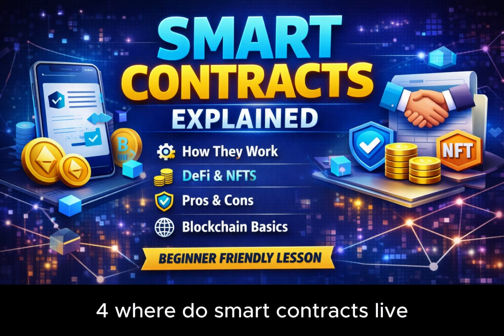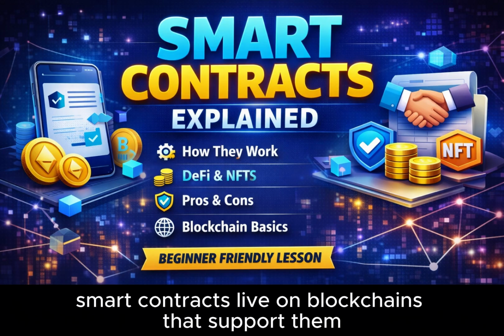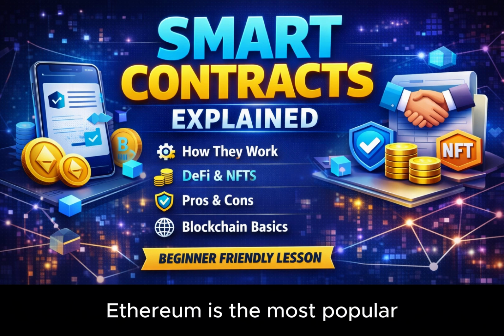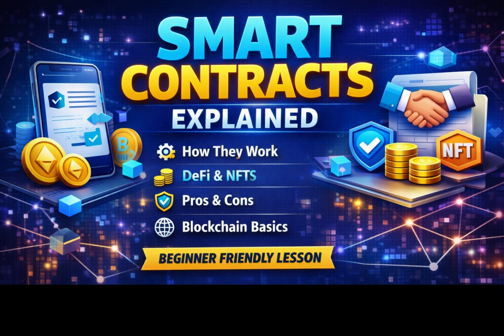4. Where do smart contracts live? Smart contracts live on blockchains that support them, such as Ethereum, BNB Smart Chain, Polygon, Solana, Avalanche. Ethereum is the most popular and was the first to introduce smart contracts widely.